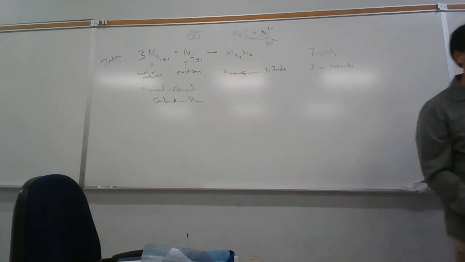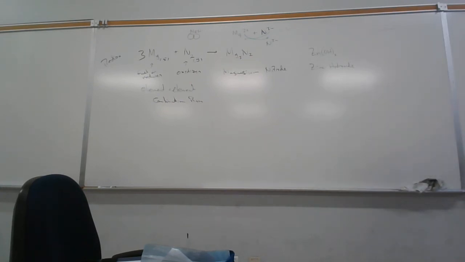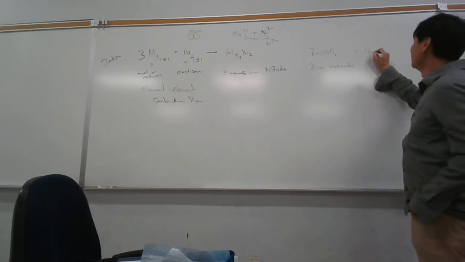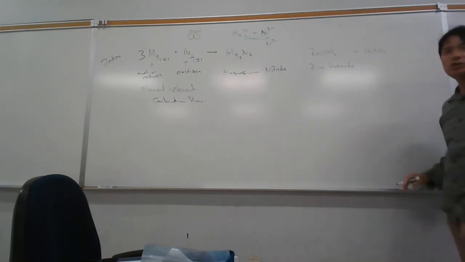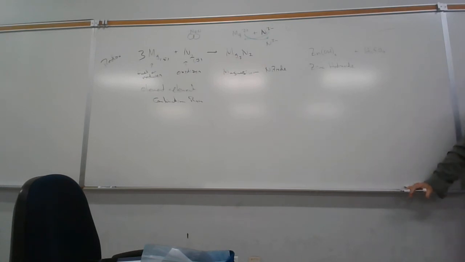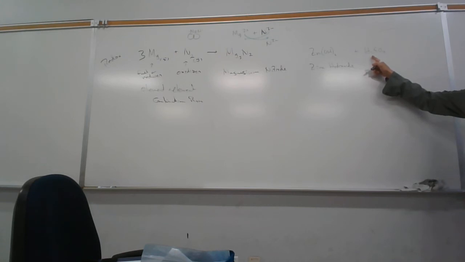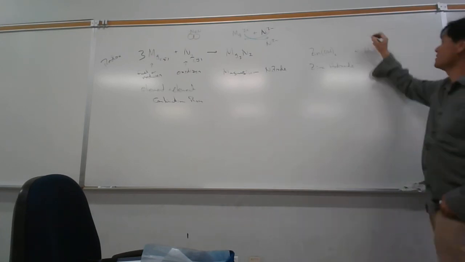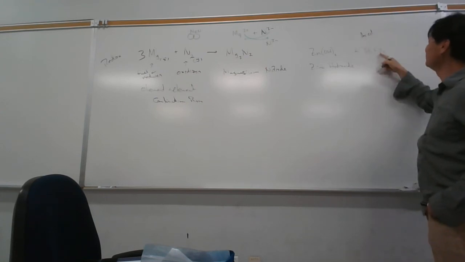Okay, zinc hydroxide plus, what's the other species? H2SO4. What's H2SO4 called? Well, first off, is this an acid or an acid anion? Or neither? Well, an acid anion would have a charge. This has no charge. This is an acid. Acids begin with H. So this is an acid.